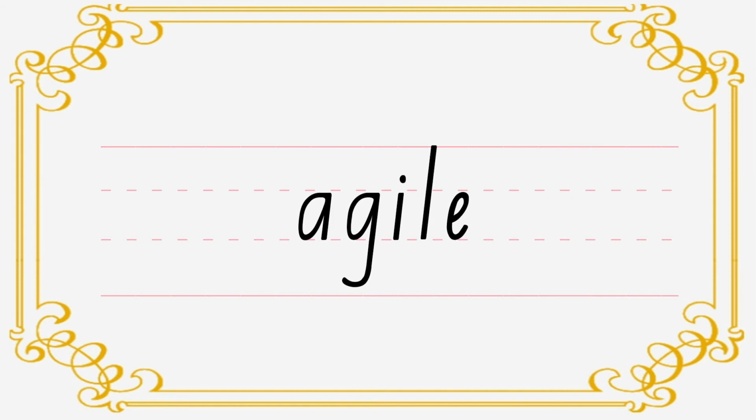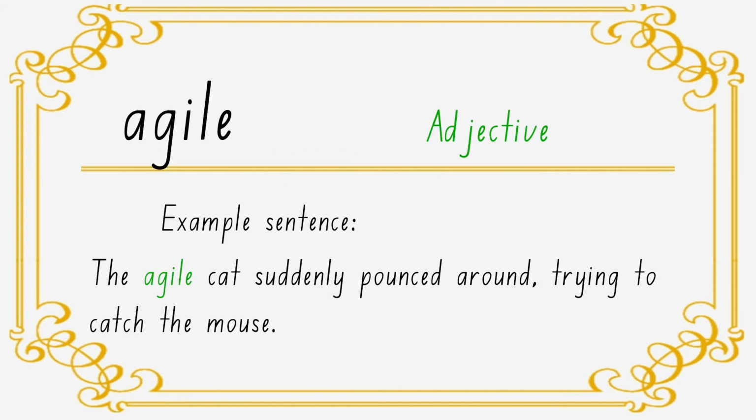The next word is agile. Agile is an adjective, and it means able to move quickly. So agile is a word that's a lot like the word fast. When using the word fast, though, we're more so talking about speed.